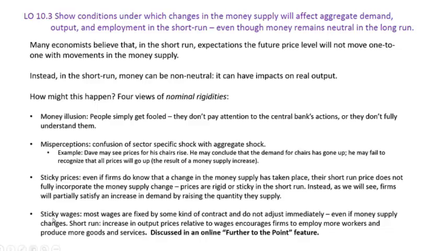Finally, and in a related vein, is the idea of sticky wages. Now, it turns out that most wages are fixed by some kind of contract. They don't adjust immediately. So unions may sit down with firms and they may write a contract to keep wages constant and steady over a 2-year period or a 3-year period. And they'll stick to that contract even if the money supply changes and conditions change. Let's suppose that we have an increase in the money supply. In the short run, output prices are going to rise relative to wages. Output prices will go up, wages will be constant. That's going to encourage firms to employ more workers and to produce more goods and services. This model is discussed in greater detail in an online Further to the Point feature.